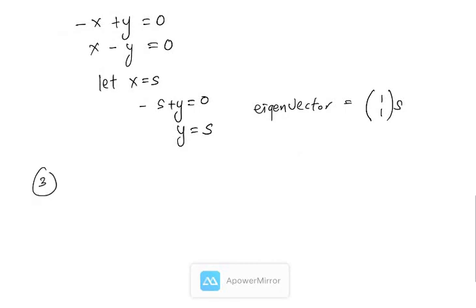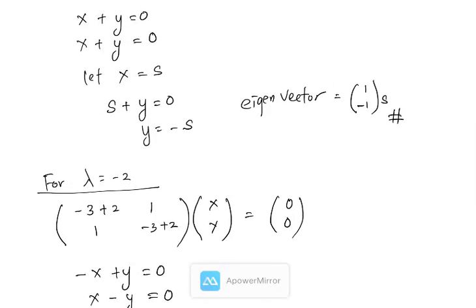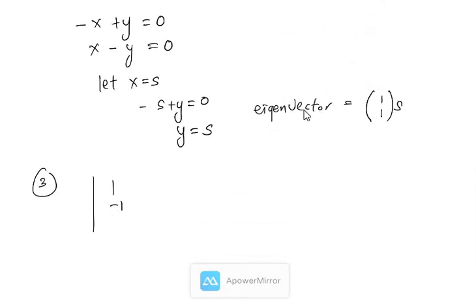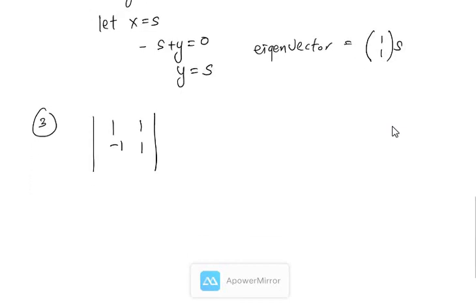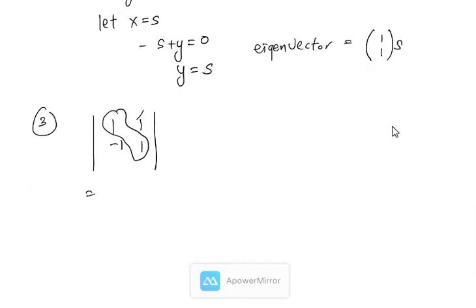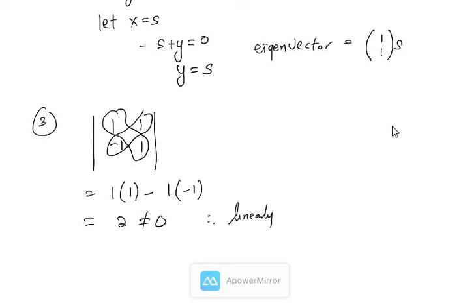And the third step is to find whether it's linearly independent or not. So you write down the eigenvector for lambda equal to minus 4, you get 1 and negative 1. So you write down here 1 and negative 1. And then the eigenvector for lambda equal to negative 2, you have the 1 and 1. Right? Then you multiply and then minus with this. So 1 times 1 minus with 1 and multiply with minus 1. So you get 2, which is not equal to 0. So we name it as linearly independent.